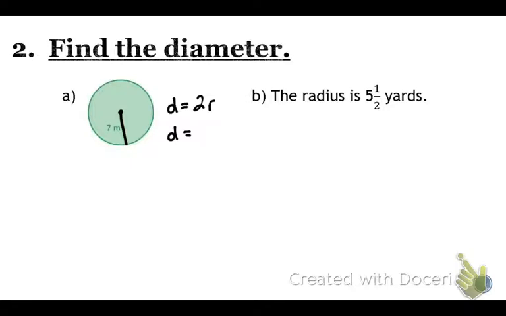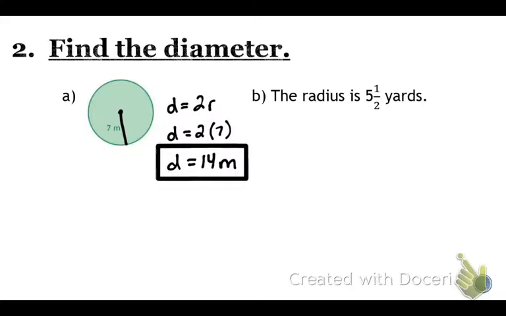Guys, what's the radius? 7. So I'm going to do 2 times 7. Guys, what's 2 times 7? 14. Does that make sense? Yes. So we've got 14 meters. Notice this is why. If this is 7, if I were to continue all the way across, this would be 7 more. So what's 7 plus 7? 14. And that's the exact answer you got right there.